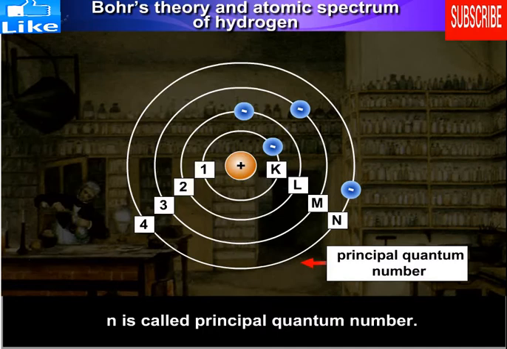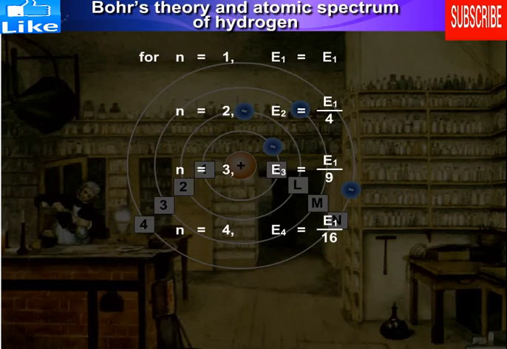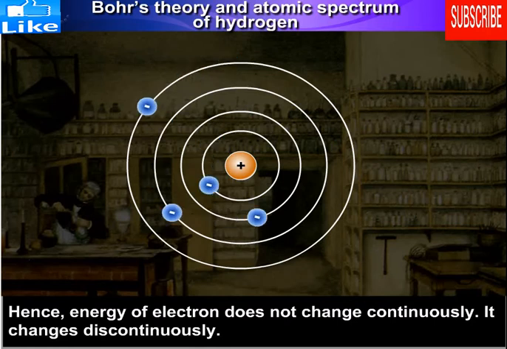The energy of the electron varies with 1 upon n square. Hence, for n equals 1, E1 equals E1. n equals 2, E2 equals E1 upon 4. n equals 3, E3 equals E1 upon 9. n equals 4, E4 equals E1 upon 16. Hence, the energy of the electron does not change continuously. It changes discontinuously.